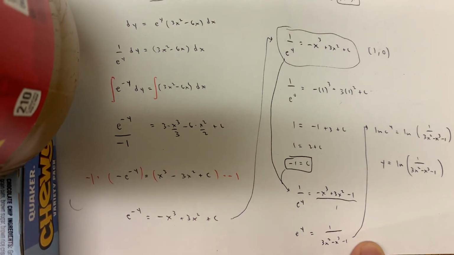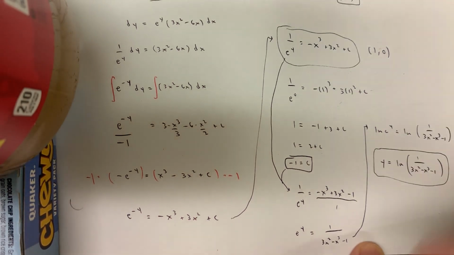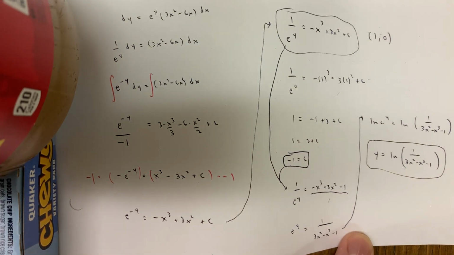Check my work, make sure I didn't make any mistakes. It's looking pretty good to me right there. You could circle it or box it in. That right there is definitely a particular solution. If it's a free response, you can write down whatever you want.